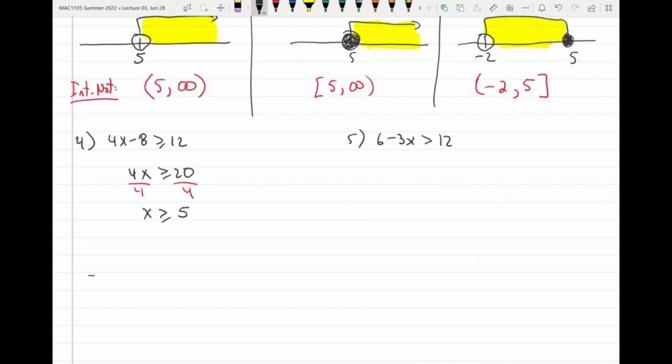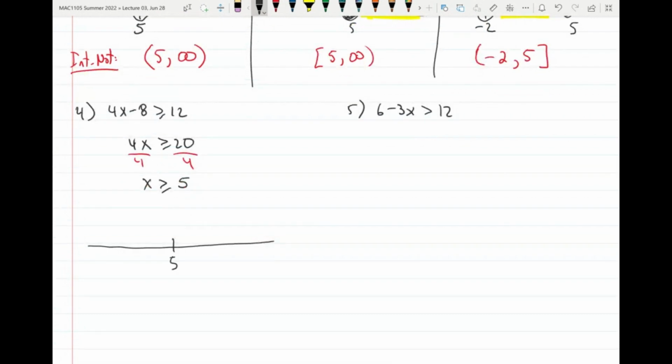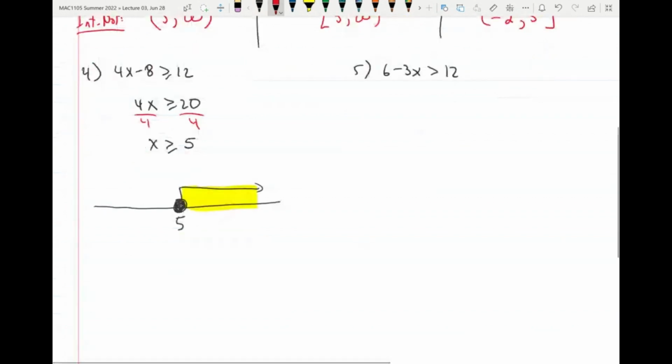Okay? All right? So now we graph this. So here is 5. Should I include this? Yeah. Include it. And where do I go? Right or left? Right. So we go right. That's a picture. And it's good practice to draw the picture even if they don't ask you for it. Because when you draw the picture, it tells you exactly what interval notation you need to write. If you draw the picture, then it's pretty straightforward to write the interval notation.